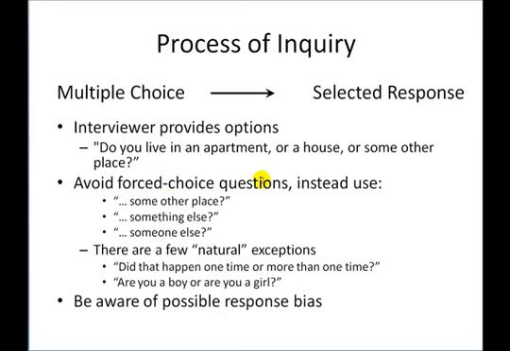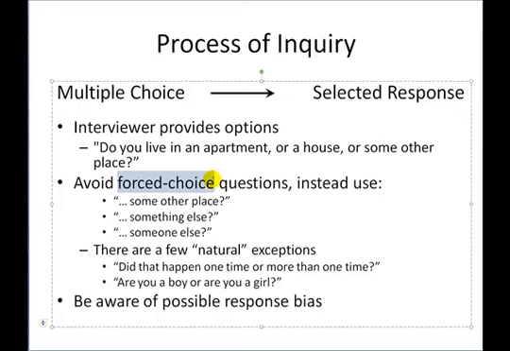Multiple choice questions are okay. They tend to be overused by forensic interviewers, primarily because the interviewer isn't patient. One has to let the child process the question, think about it, and then respond. Nevertheless, in many cases, multiple choice questions may be appropriate. It is critical, however, that they are not forced choice questions where the child has to pick one of your options. Instead, we recommend at the end of the question saying, "or some other place," or "something else," or "someone else."